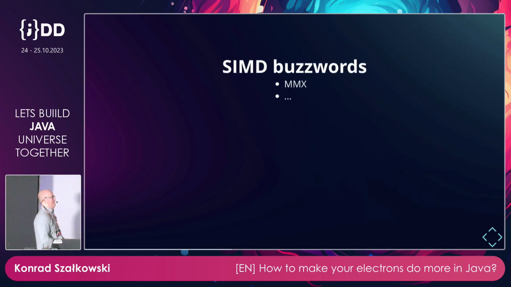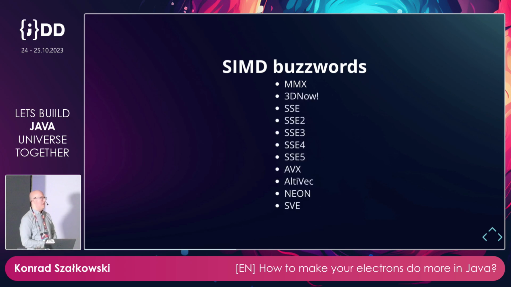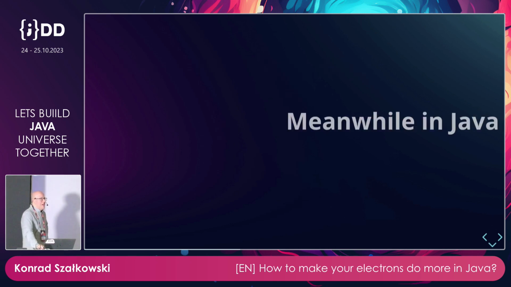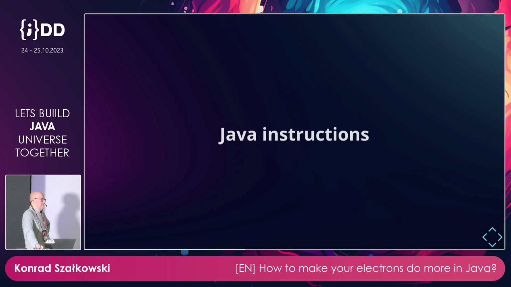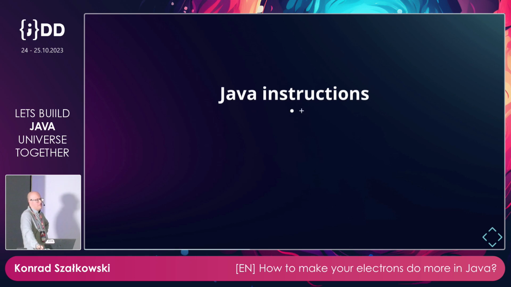And the idea kicked in. After MMX, there was a response from AMD called 3DNow!, and many other instruction sets that followed, which were implemented on your CPUs in the Intel architecture. Meanwhile, in Java, we had addition, subtraction, multiplication, division, modulo, only on two operands. Nothing has changed throughout these 27 years of Java's existence.